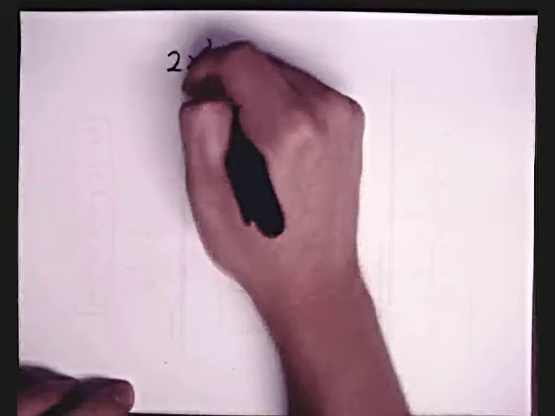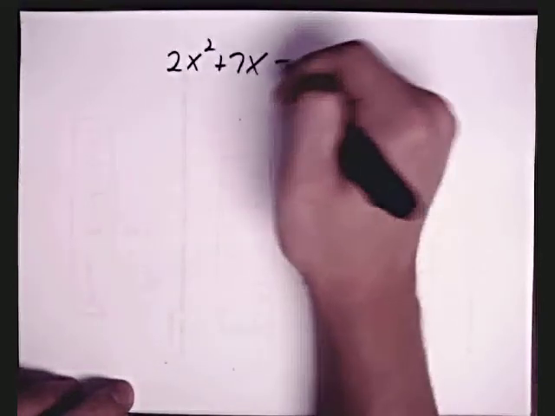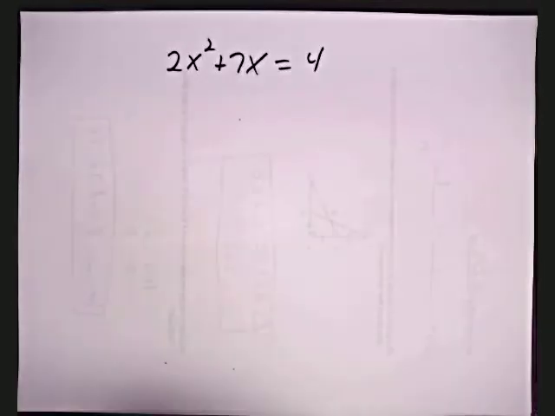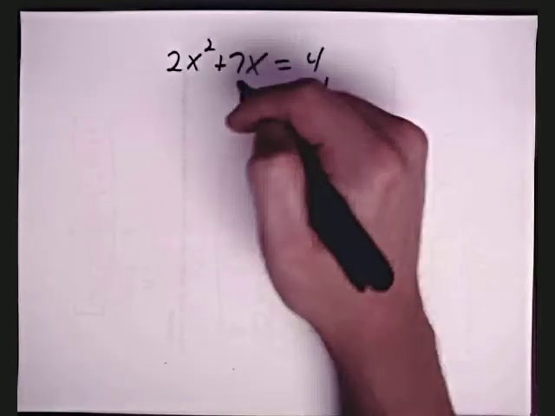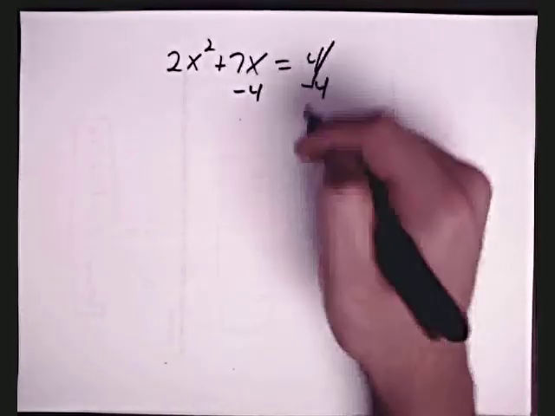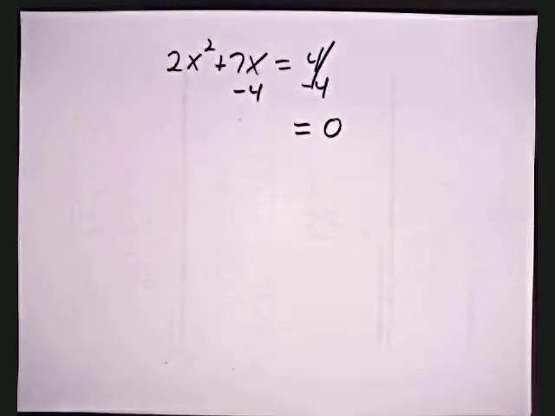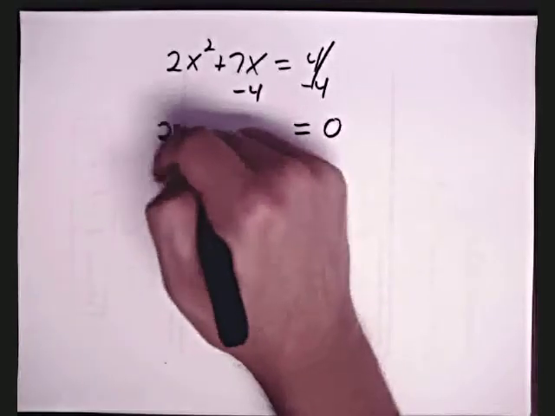Example 3b, 2x squared plus 7x equals 4. So on this one, we need to have everything on the same side first. So we want to first subtract 4 on both sides, canceling it on the right, leaving a 0. On the left-hand side, 2x squared plus 7x minus 4, there's nothing that can be combined there.